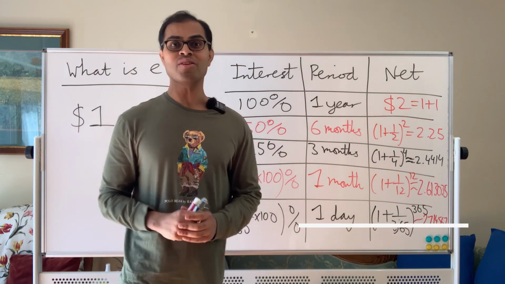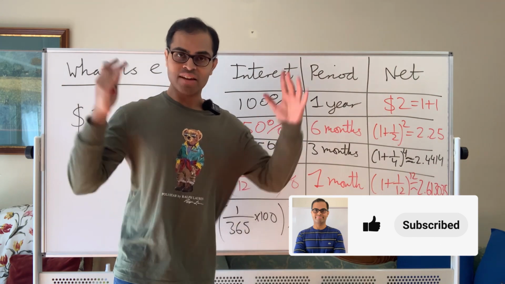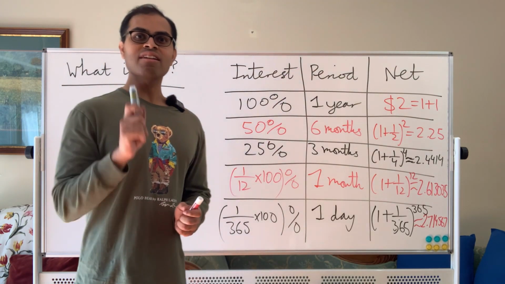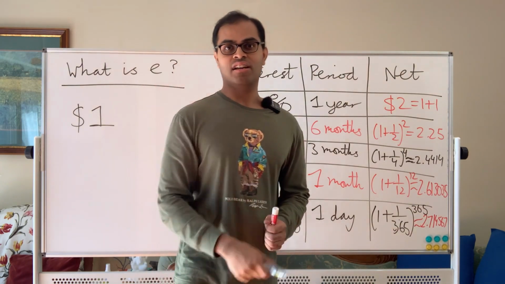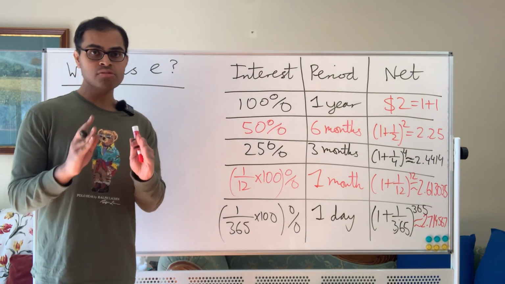If you kept on going with this, what happens if we did every hour, every second, every millisecond, every nanosecond? What would happen to our eventual net money? And the answer to that question is e. So that is what e is. And I'll tell you this very rigorously. This is how mathematicians would write it down.